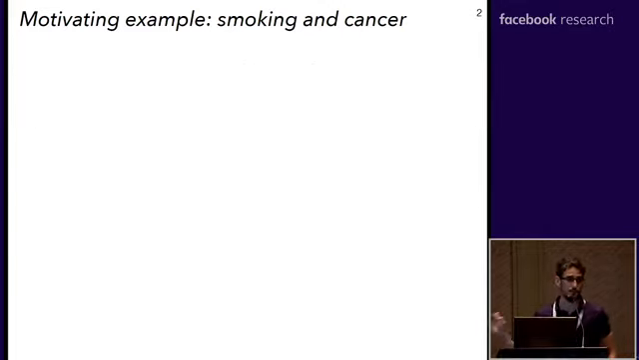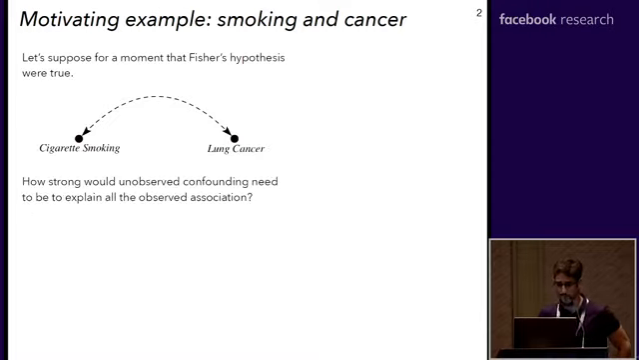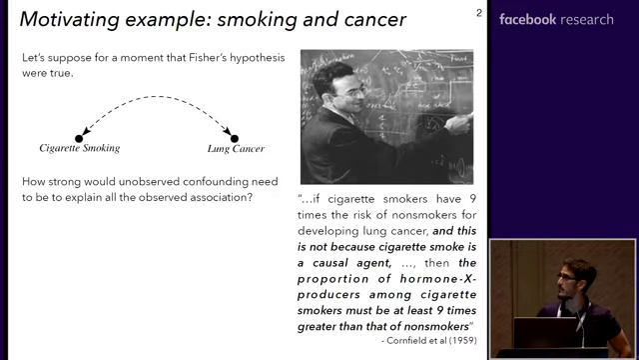Well, a critical step in this debate was a sensitivity analysis, and it consisted of the following hypothetical exercise. First, we suppose for a moment that Fisher is right, that all the observed association between cigarette smoking and lung cancer comes from the unobserved confounding. Now we ask ourselves the following question. How strong would this unobserved confounding need to be to explain all the association we see? And that was what Cornfield computed.